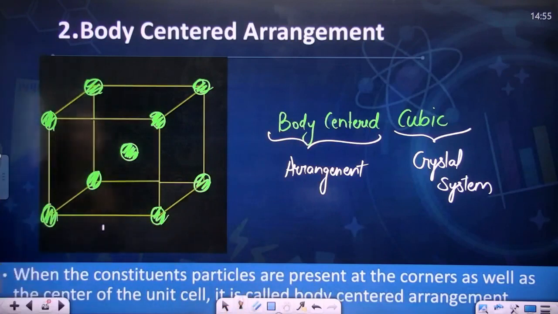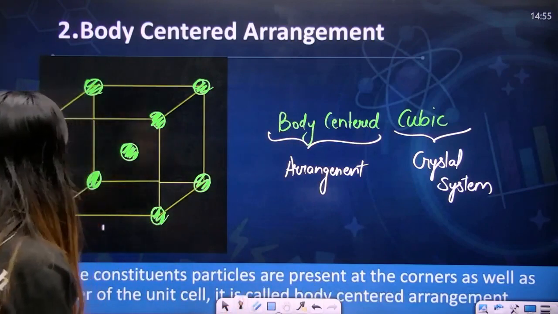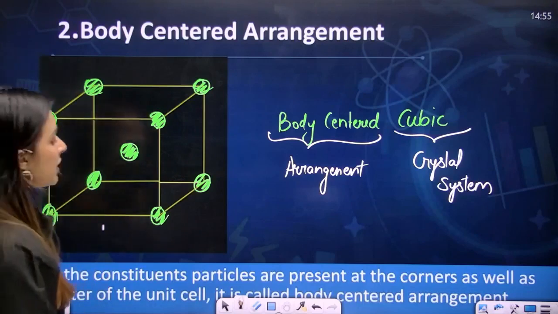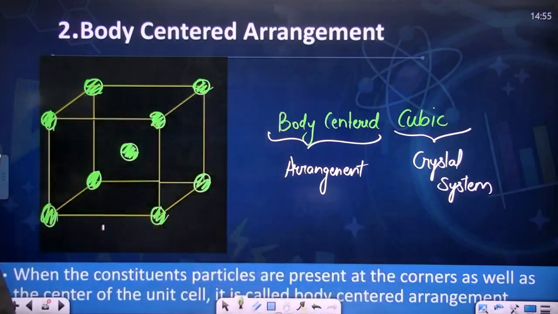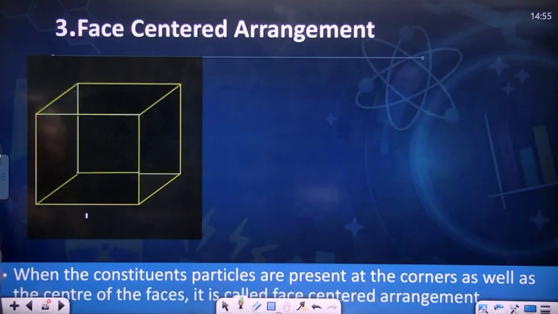So when the constituent particles are present at the corners as well as the center of the unit cell, it is called the body centered arrangement. Okay, I hope you're clear with this. Pause the video, you can write it, and then we'll move forward. Let's move forward. Next, face-centered arrangement.